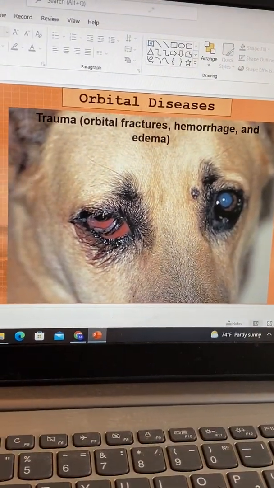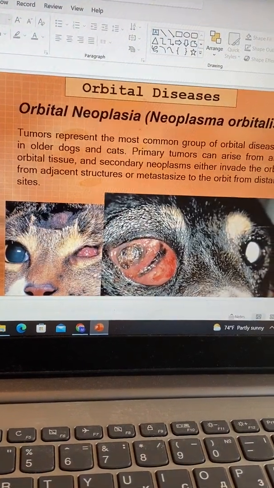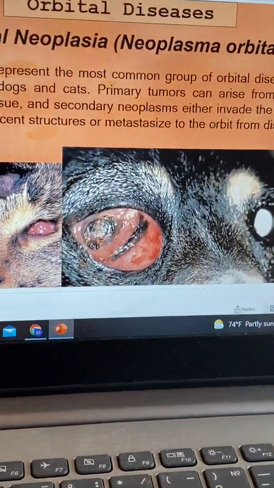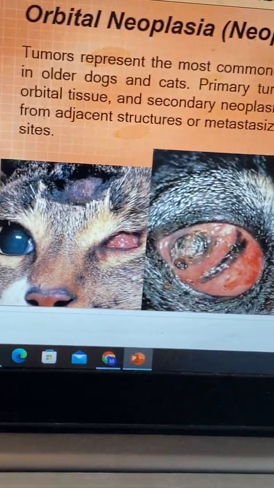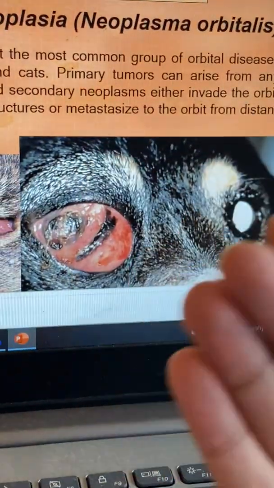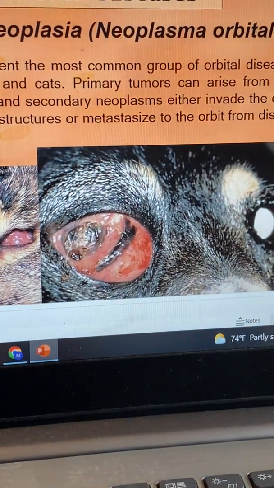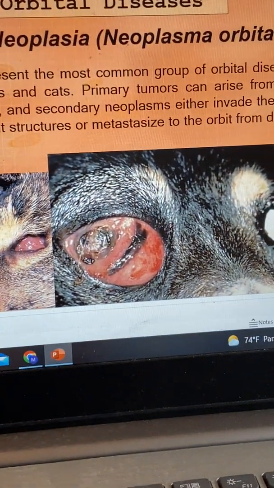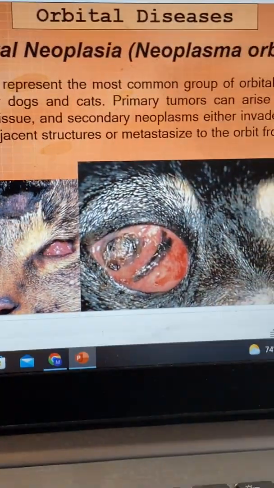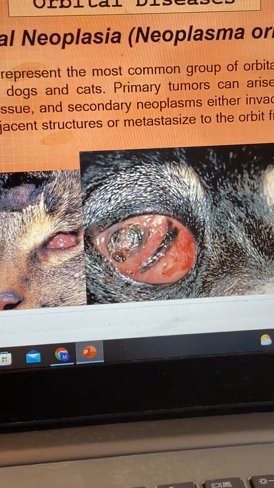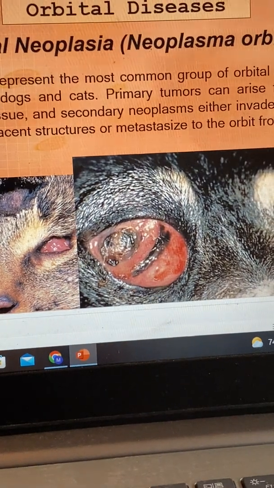Orbital neoplasia, we know what that is, it's cancer, it's not good. Okay. So orbital neoplasia, it leads to other diseases, basically exophthalmos, the eye popping out, displacement, swelling, third eyelid protrusion, so, you know, this is the eyelid from the medial canthus, if no one's sure, blindness, and keratitis, so this is inflammation of the cornea.